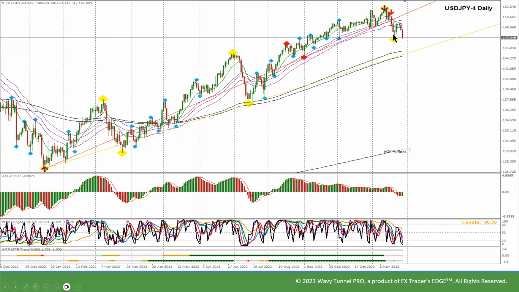The initial move is down, and then we retrace, and the next target is going to be the tunnel for the dollar yen. So this is in play right now. We've already started to break down. We haven't with the other 3 currency pairs that I showed you, but worth taking a look at. But this is definitely in play, and you might want to look at some of the yen pairs as well.